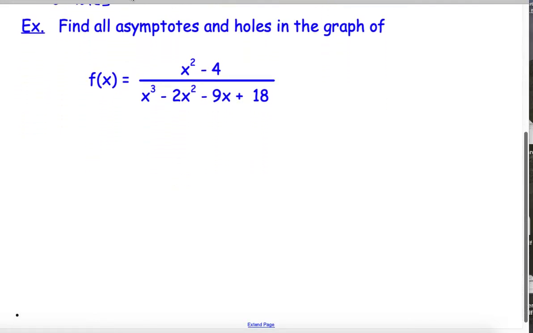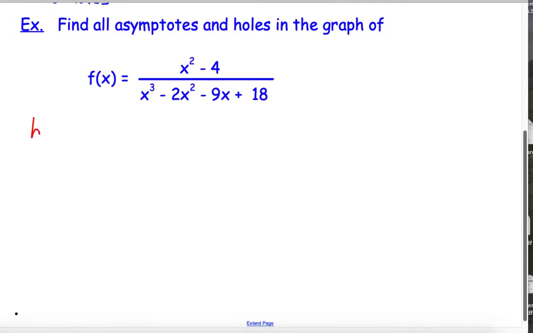All right, let's start with horizontal. So horizontal asymptotes, what do we got? Well, we look at our degrees. The highest degree in the numerator is x squared, and the denominator is x cubed. It's bigger in the denominator, so that means that limit is equal to 0. So the x-axis, or y equals 0, is a horizontal asymptote.